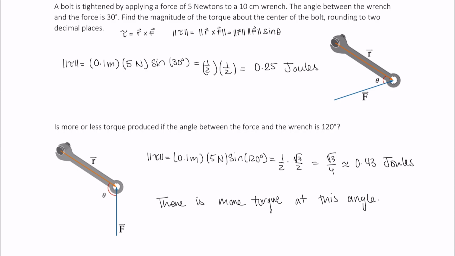Of course, the max amount of torque would occur if the force is applied orthogonal to the wrench here. That would give us sine of pi/2, sine of 90 degrees, which would be 1, and would give us a torque of 1/2 joule.